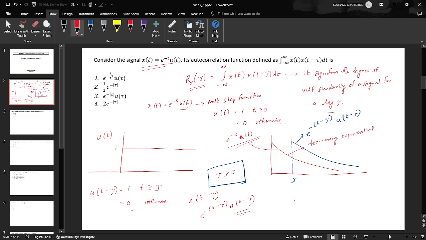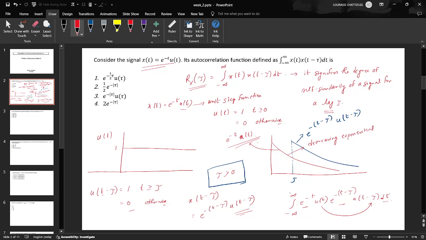If we write here, let me write, minus infinity to infinity e to the power minus t u(t) e to the power minus (t minus tau) u(t minus tau) dt. See, as of now, even if we don't consider these exponential terms, we just pick these two: the unit step function u(t) and the shifted version of that unit step function u(t minus tau). So you can see this product is non-zero only when t is greater than tau.